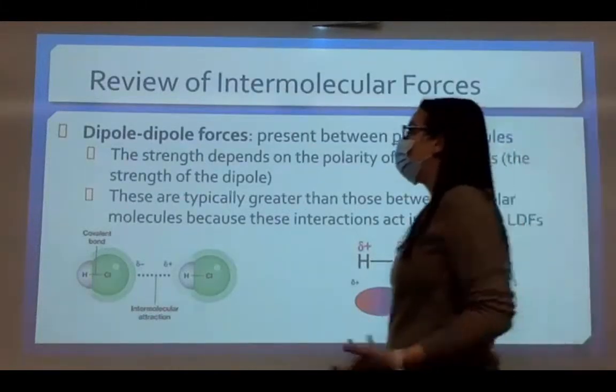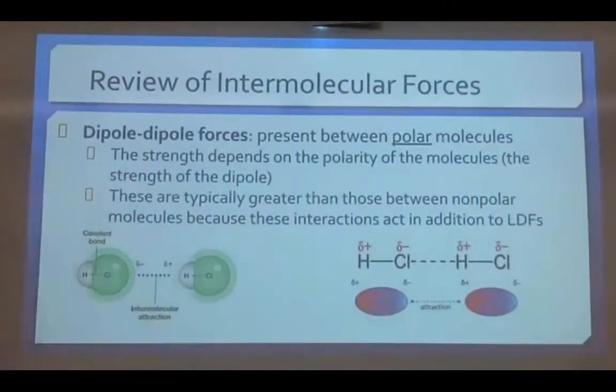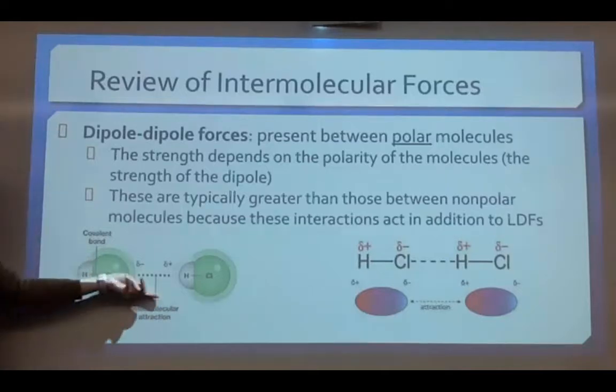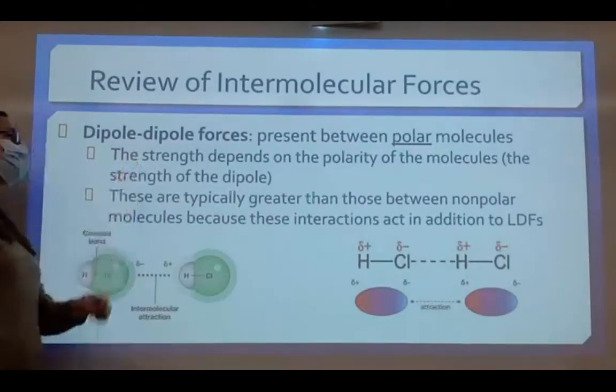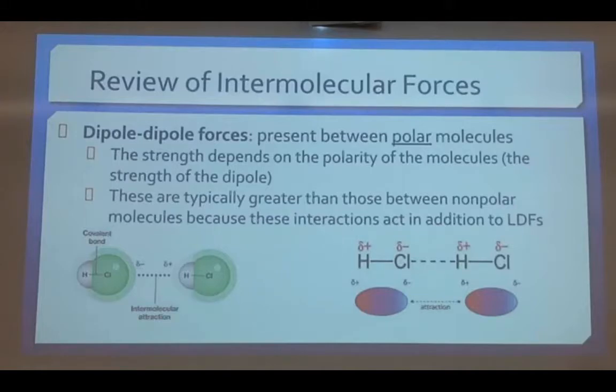Then we have these dipole-dipole forces. Dipole-dipole forces are present between polar molecules, so molecules that are always polar. HBr, HCl. I have HCl here. Anything that is a polar molecule has a partial positive side and a partial negative side. The strength of dipole-dipole forces depends on the polarity of the molecule, right? The strength of the dipole.